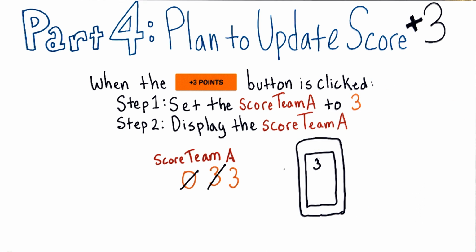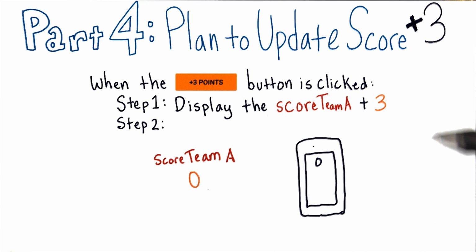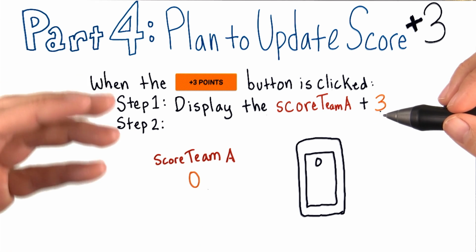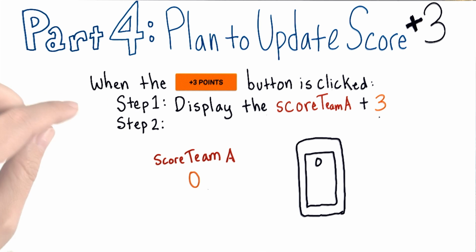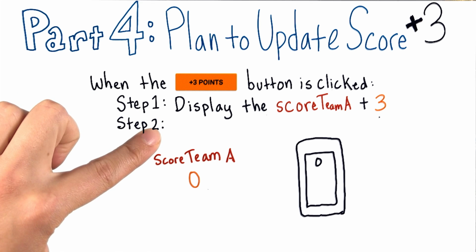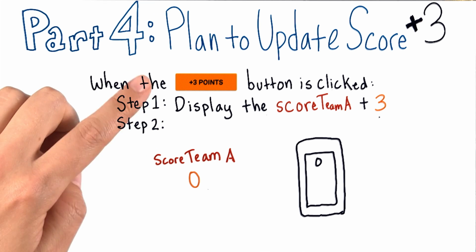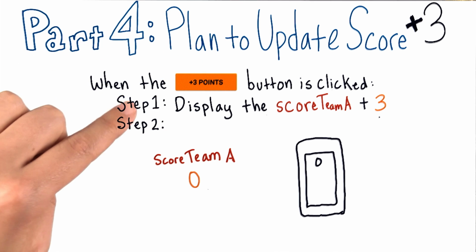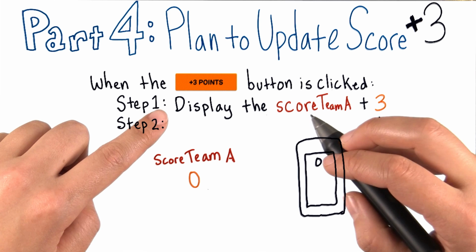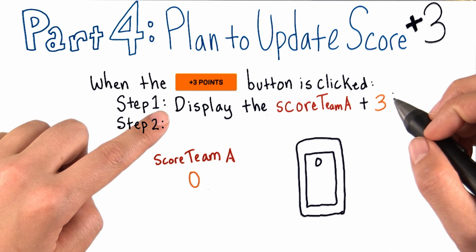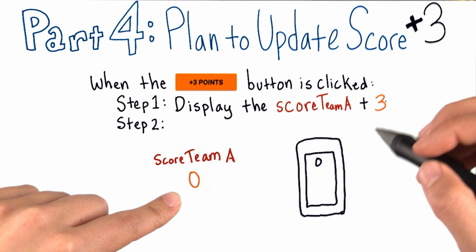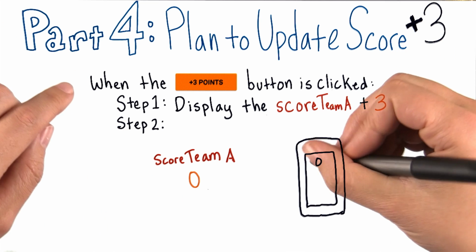Okay, let's look at another example. Now, you might have found this option very alluring. After all, it's saying display and it's saying to add 3, and that just seems like it's right. Now, I'm not even going to put anything in for step 2 right now. I'm just going to see what happens if this is the only step that occurs. So I press +3 points, and then it displays the score team A +3. So I look at the score for team A, which is 0, and then I add 3 to it, so it's going to display 3.